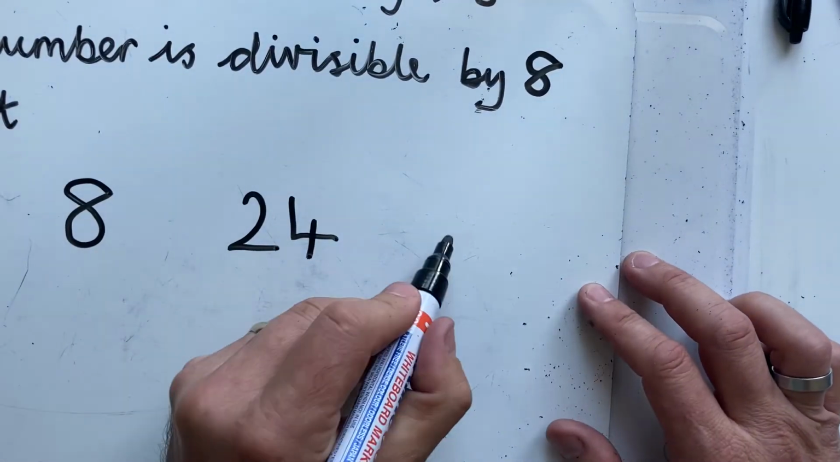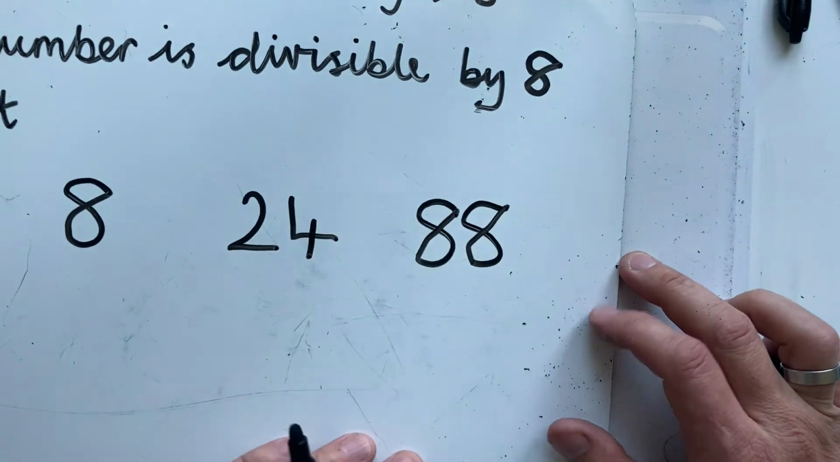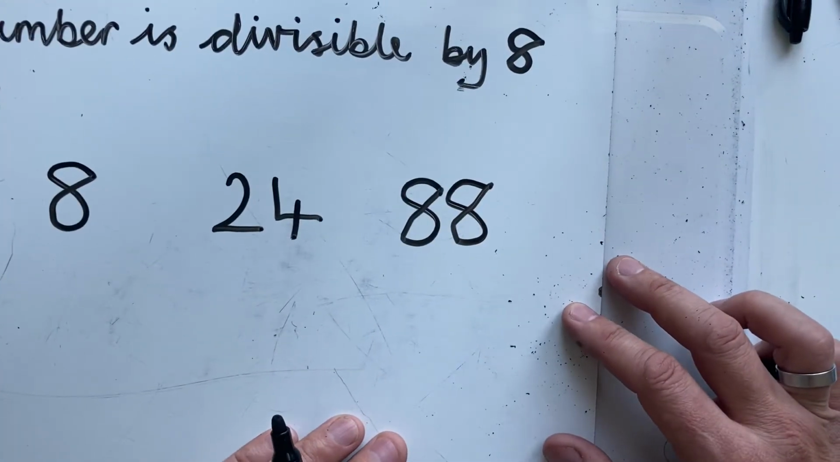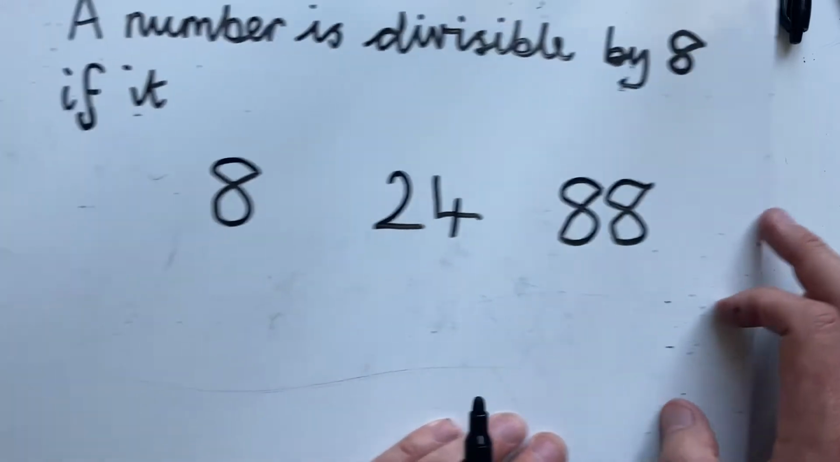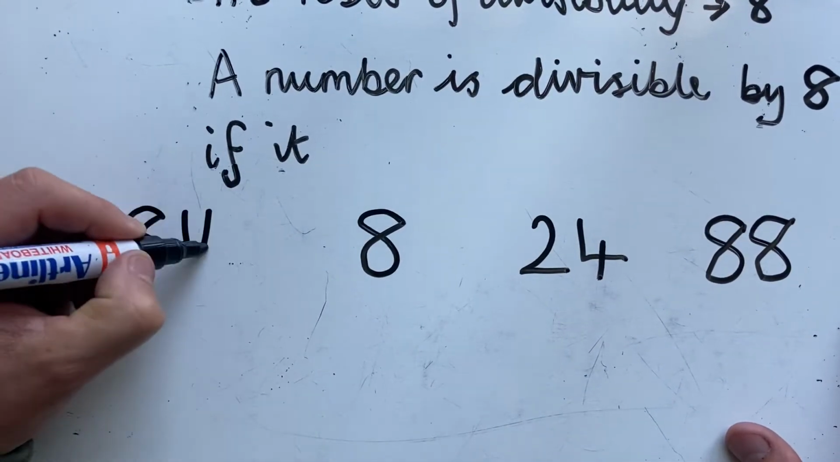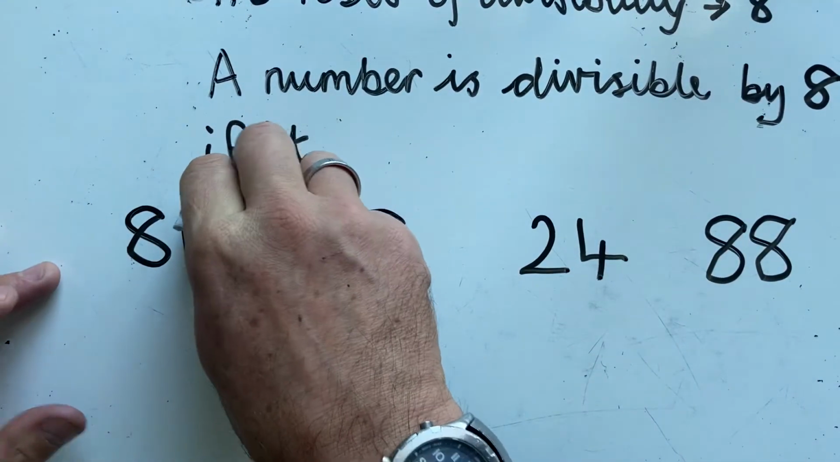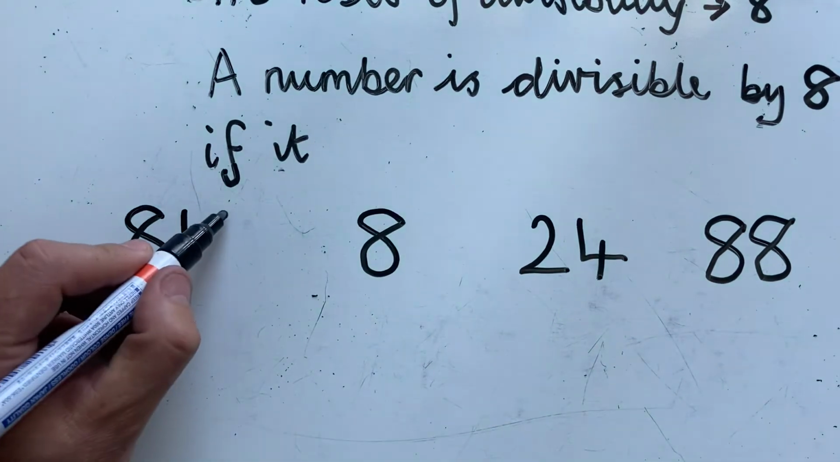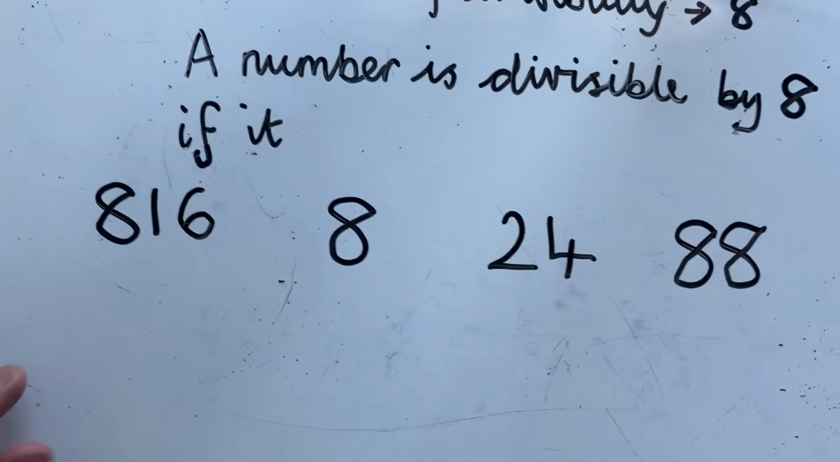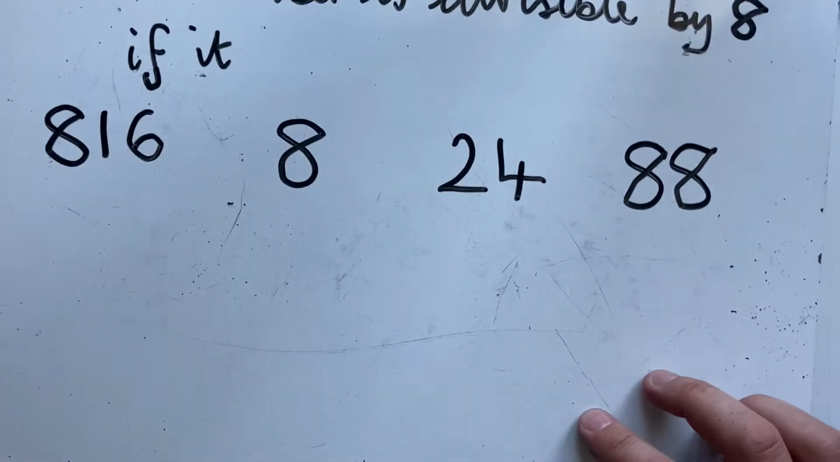Let's choose some bigger ones. I know that 88 is divisible by 8 exactly. And let's choose a larger number, 816. All of those numbers are now divisible by 8. Now, this is the test.